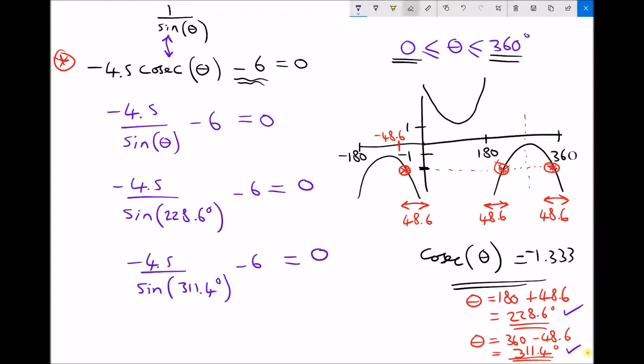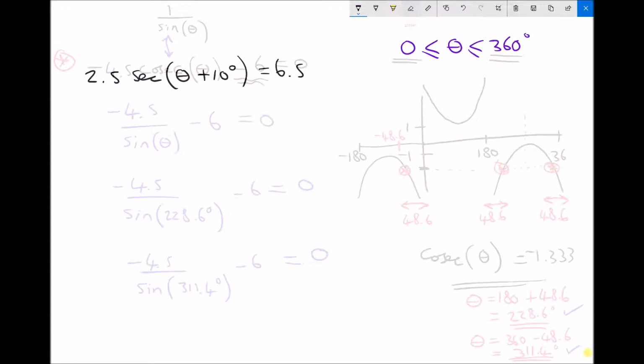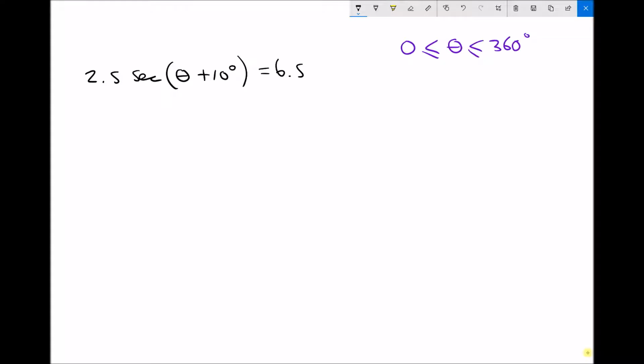Now let's look at one final example. And this time we're introducing a phase shift. Now the steps are exactly the same. What we want to do first of all is rearrange that equation. And the first thing we need to do this time is divide each side by 2.5. This time we're trying to isolate sec theta plus 10 degrees. And that's going to give us sec theta plus 10 degrees equals 6.5 over 2.5.